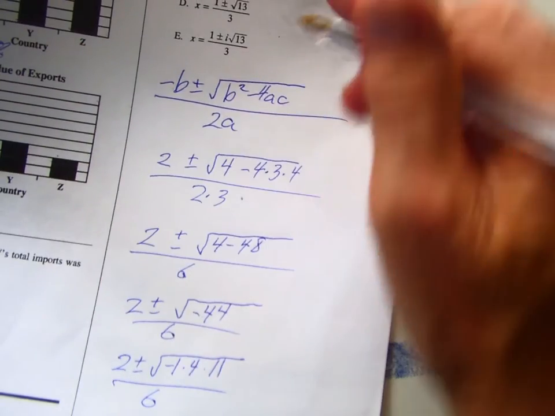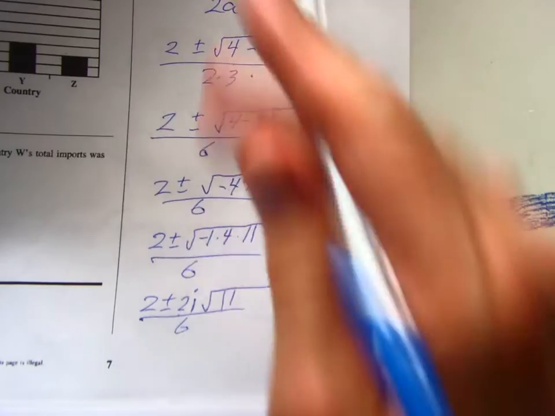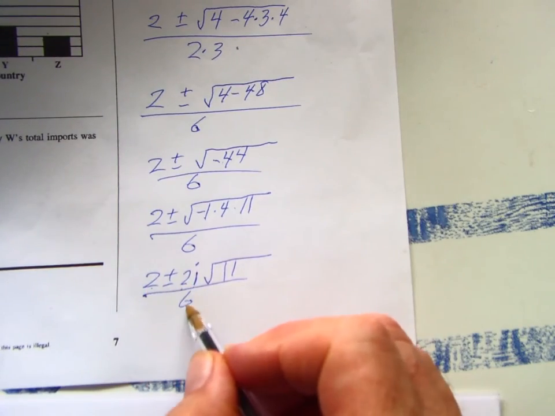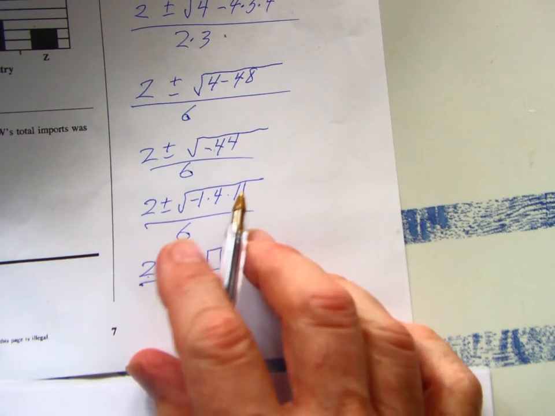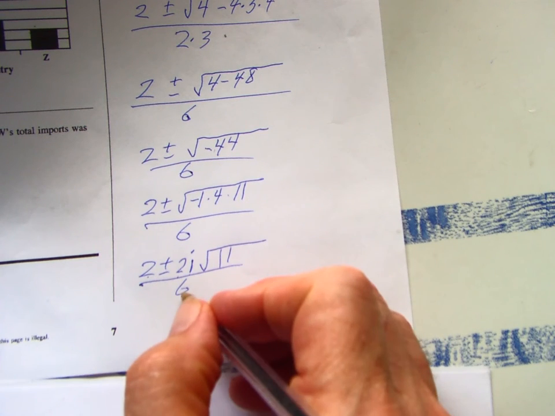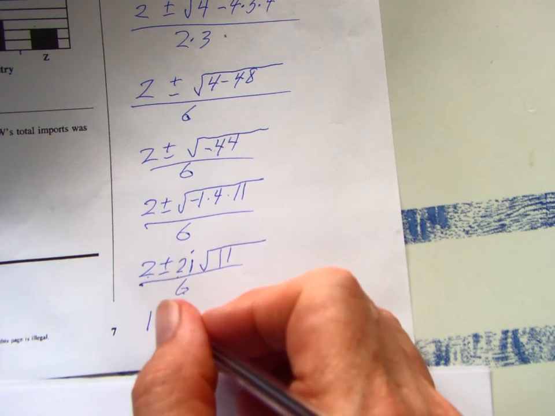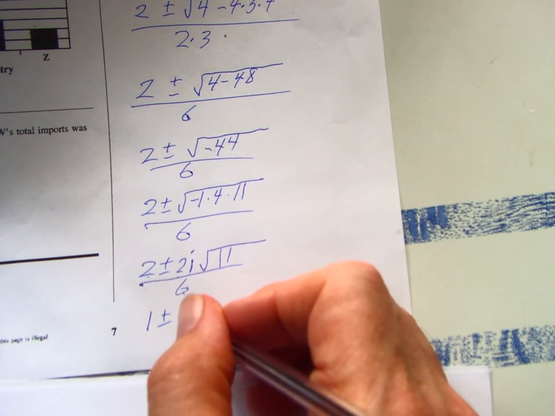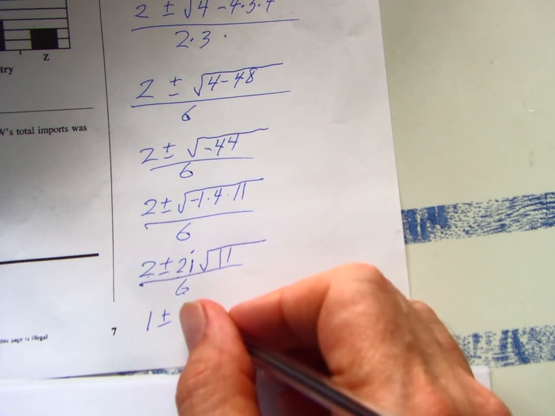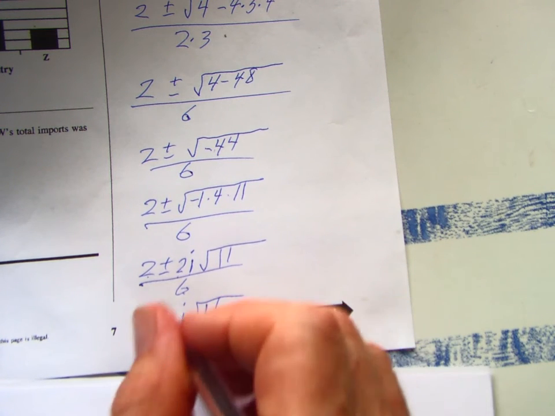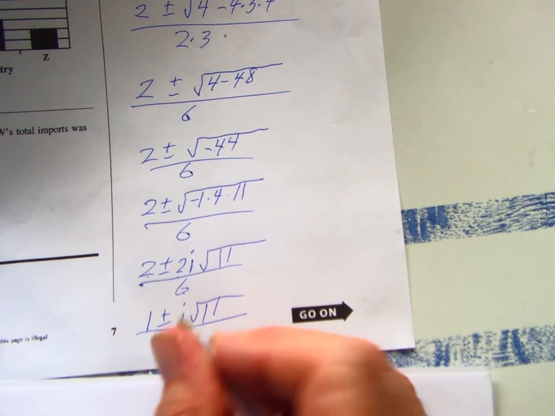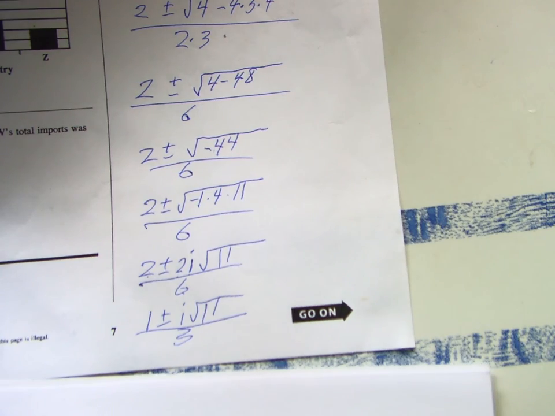Does any of them look like that? Okay. You see this is 2 and this is 2 and this is 6. We can divide by 2. And we can divide this by 2. 2 goes into 2, 1. 2 goes into 2, 1. So we just put the I there. Square root of 11 and 2 goes into 6, 3. We divided all that by 2 to reduce it.